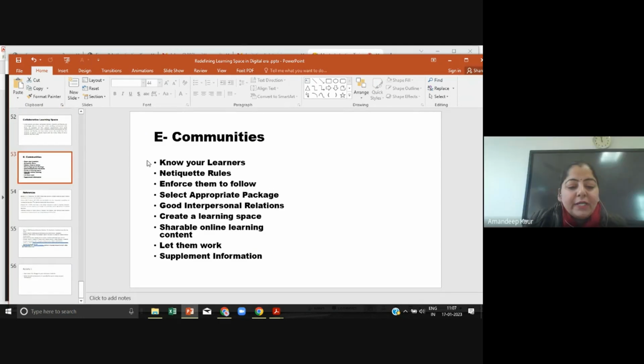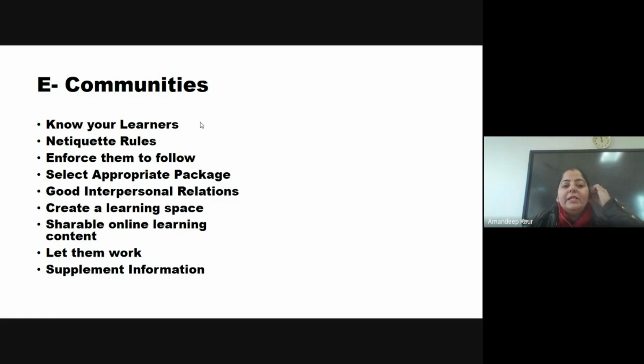So when it comes to the development of the e-community, these are a few things that we need to focus on. First, know your learner. As you said, sir, your students are informally connecting with each other when they are sharing the screen or using different online resources. So for this particular student population, there must be some sort of disciplinary measures. That is why the second point, while developing the e-community, that we as faculty need to focus on is the netiquette rules. So what kind of rules need to be there?